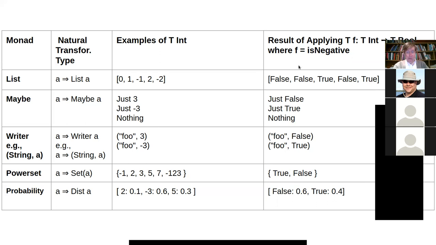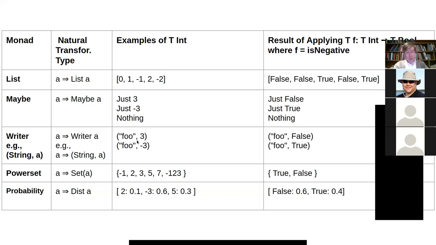And this functor maybe has lifted this function so that instead of just being a function going from int into bool, we've extended it to apply to map from maybe ints to maybe bools. And really, that's what functors give us. We have this ability to extend it on to these elaborated values.